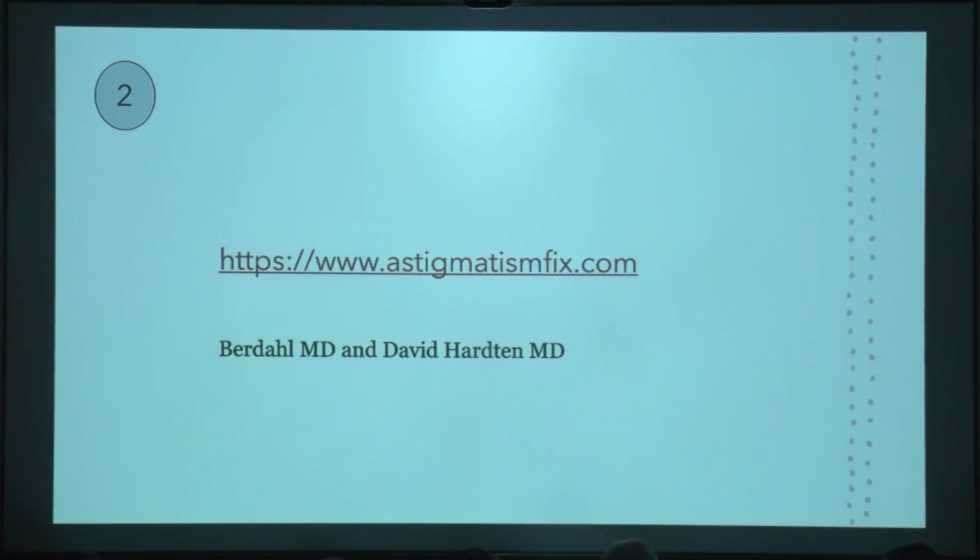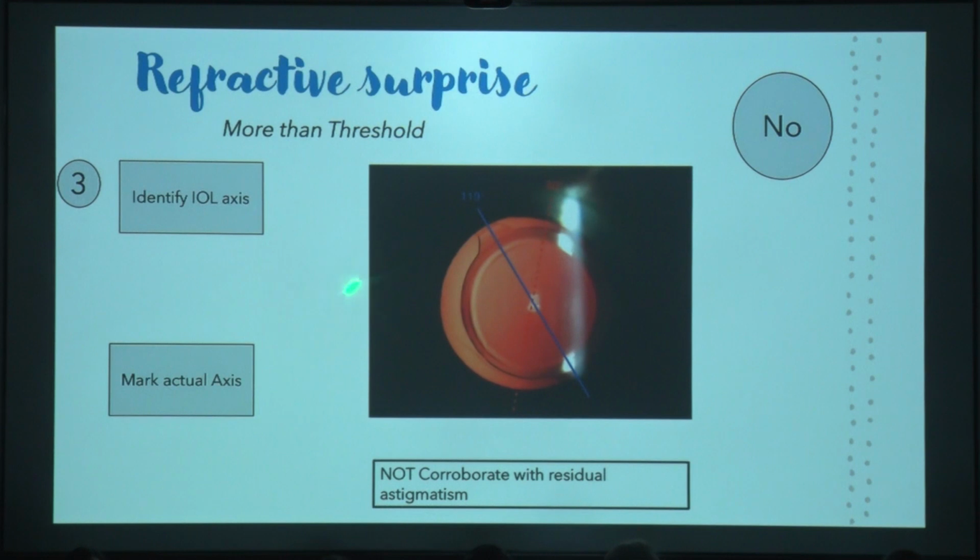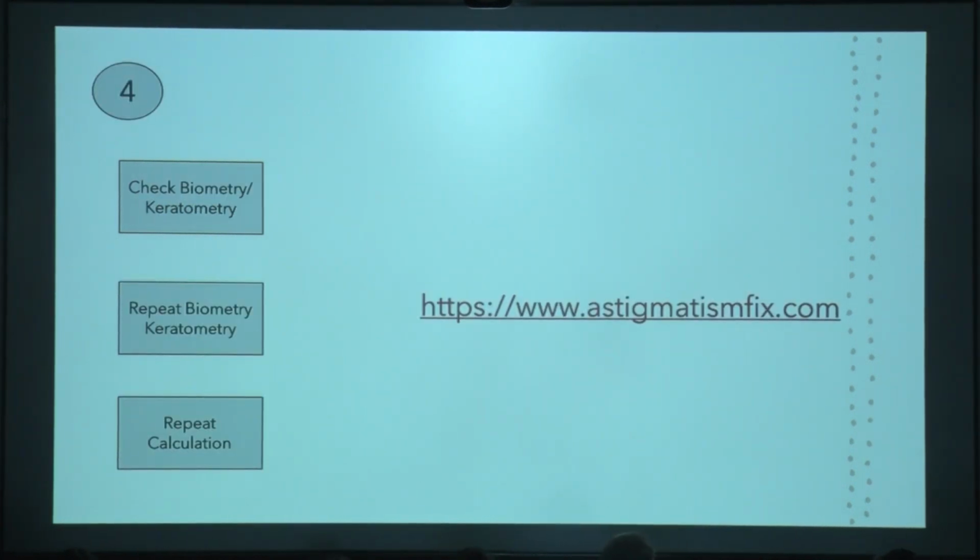And you can use a very good software, astigmatismfix.com. I personally use this, and it is a fantastic software, and it will give exactly your marking, how much you have to rotate. Now you identify the axis. The second scenario, you mark the actual axis and this is not corroborating. This is the most difficult part. That means your IOL is wrong, or your biometry calculation is wrong. So then again you go to astigmatismfix.com and it gives you the best possible result after rotation.